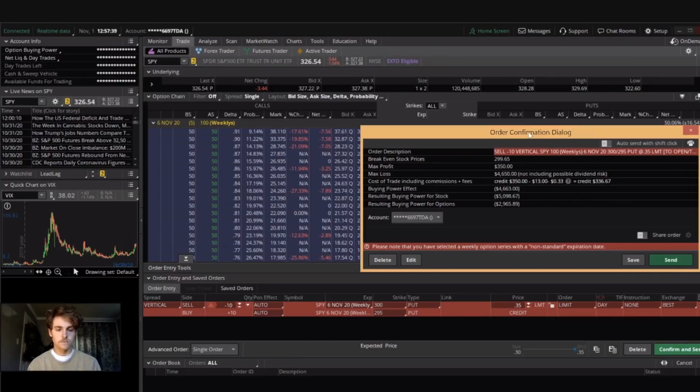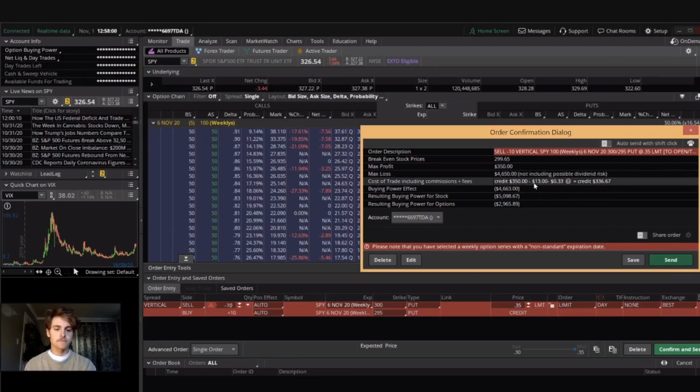As soon as the SPY were to go like 299.30, you're going to be at a loss. And that loss will start to accelerate as it continues to fall. That's right, as the SPY were to continue to fall going down. So the max profit is 350. The math came out to 4,650 as your max loss.